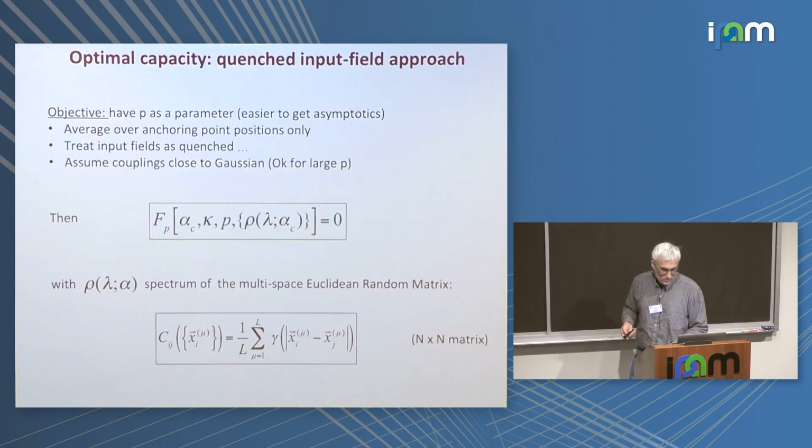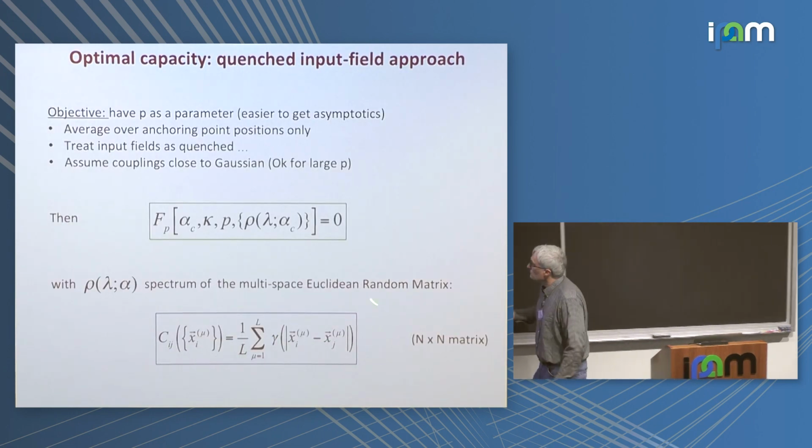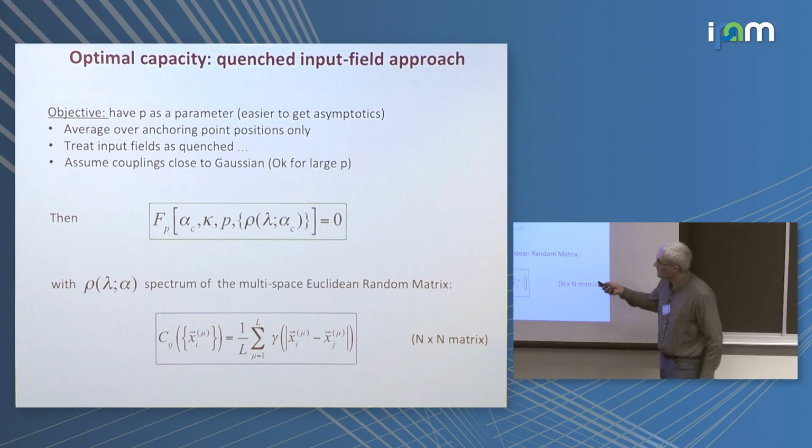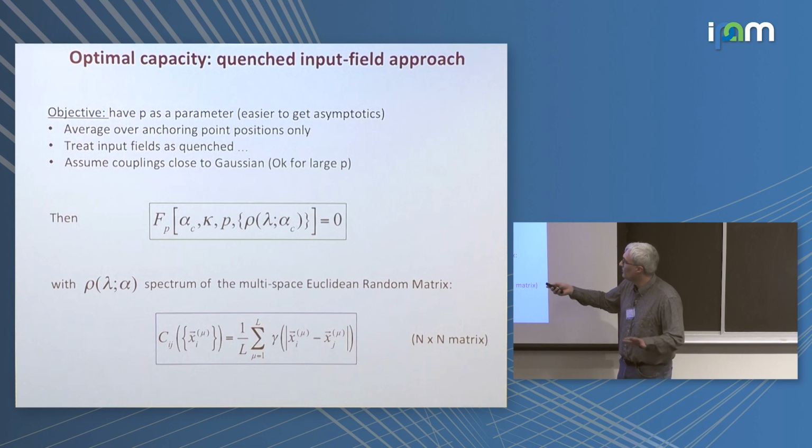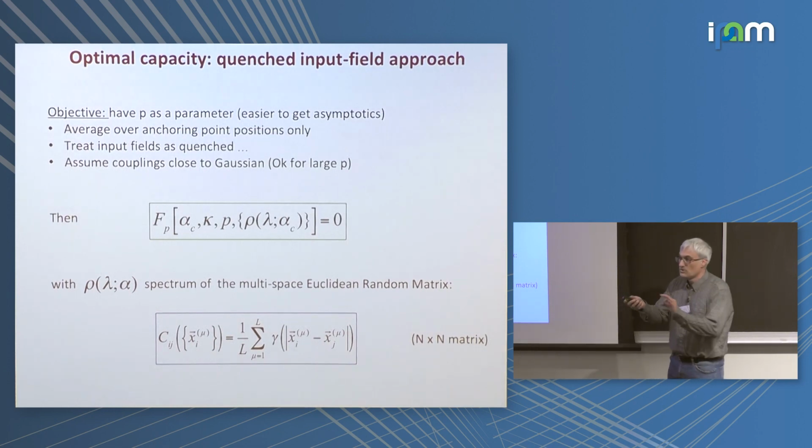So we turn to another way of computing, where we average only over the anchoring points, these P points in each manifold, but we keep the input fields, the positions of the place fields, fixed.